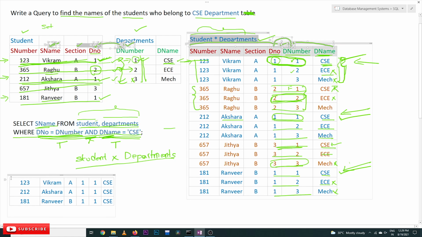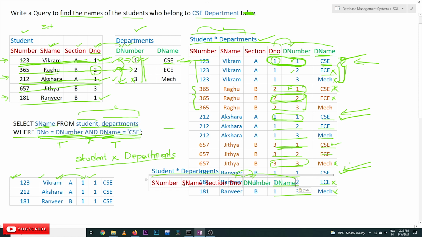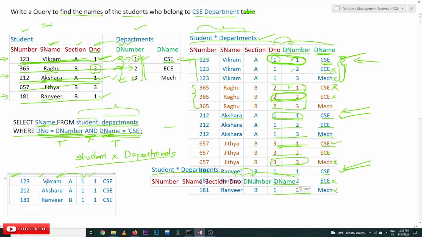Row wise we have divided. Okay, so this is getting clumsy. From this we have to find the S name. What is the S name? See here, these are the S names that we are going to pick. The second column is S name. These values are to be picked from this. This is the S name column.